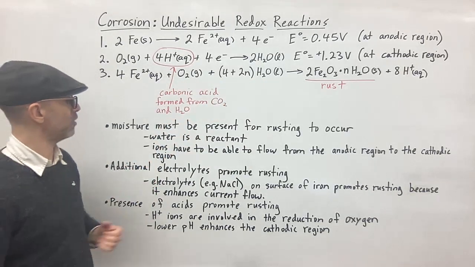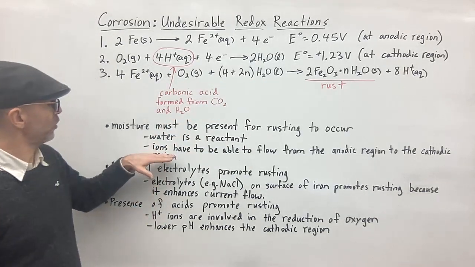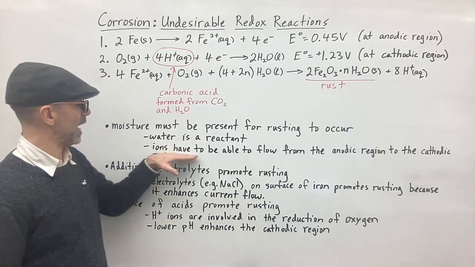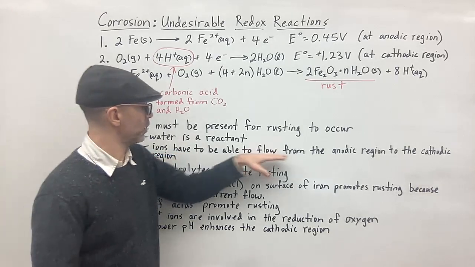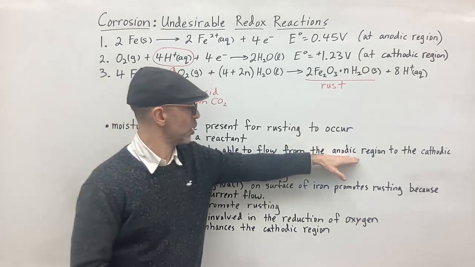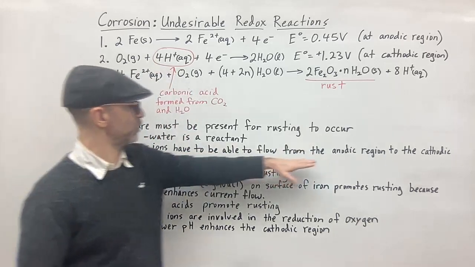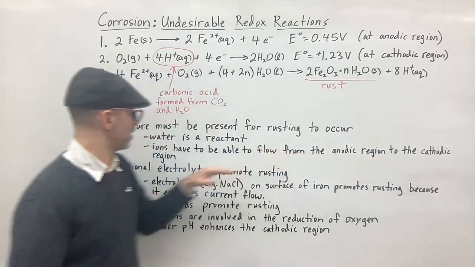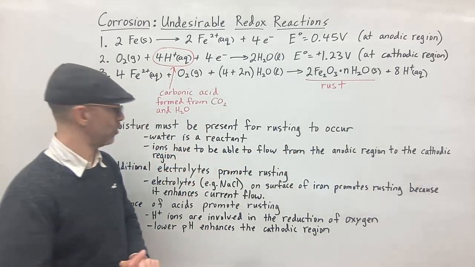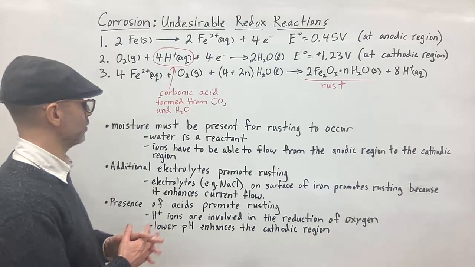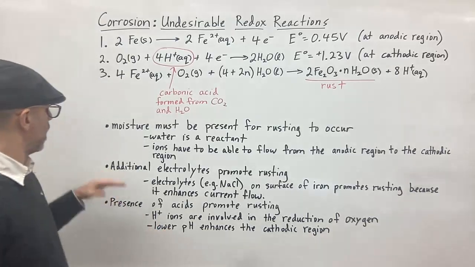So you need to have a moist surface. Also, you need water for the ions to be able to flow from one place to another. So you need ions to be able to flow from the anodic region to the cathodic region, and so water is really important for that as well. So moisture is important for rusting.